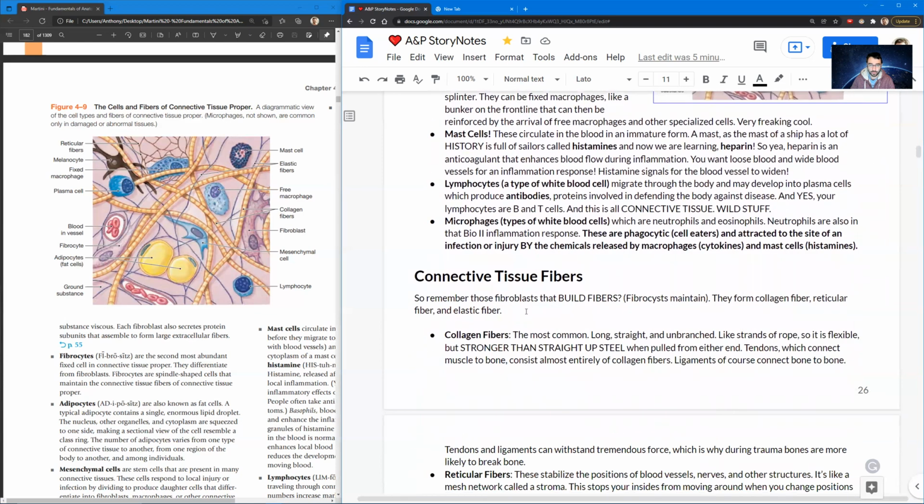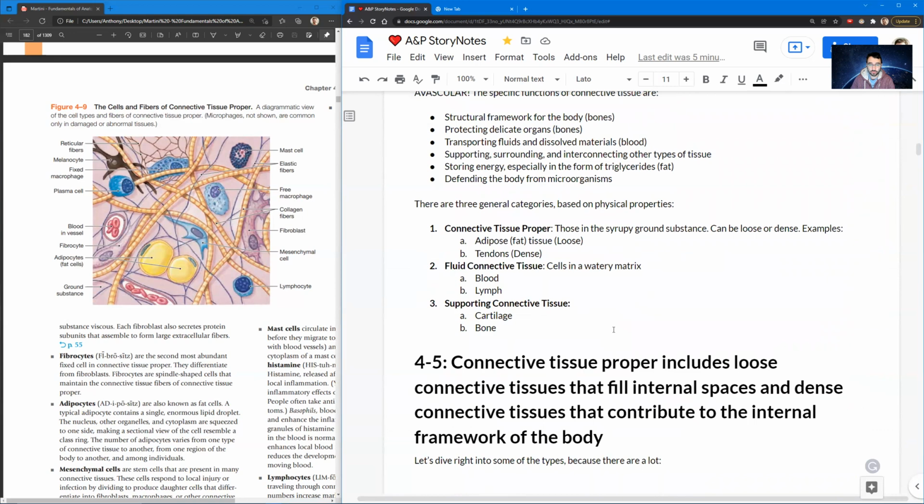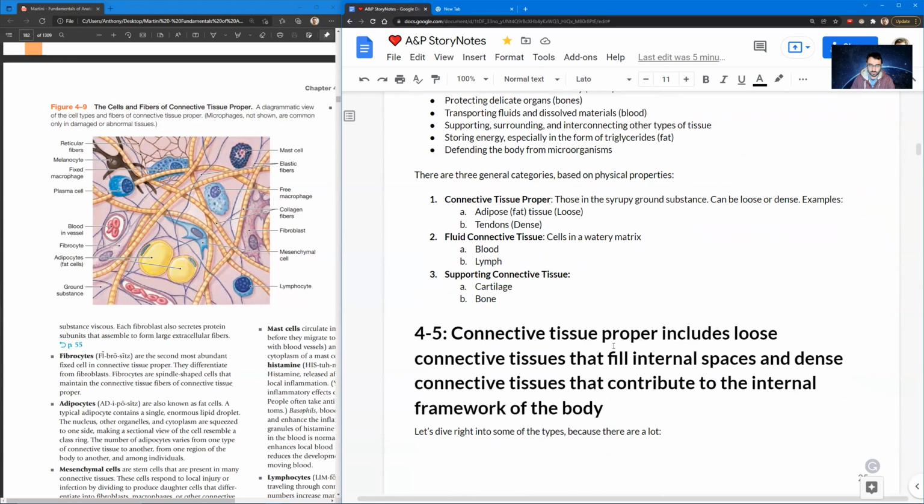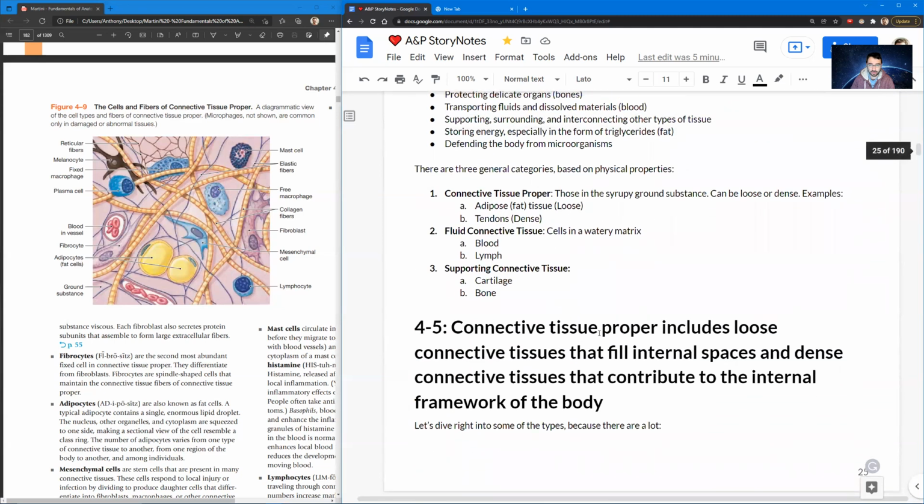All right. So connective tissue fibers, we're still talking about connective tissue proper. So remember how we were talking about those fibroblasts build fibers. They form collagen fiber, reticular fiber, and elastic fiber.